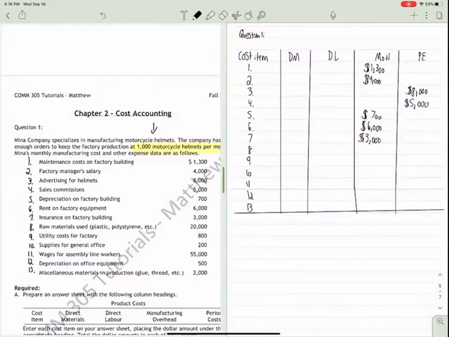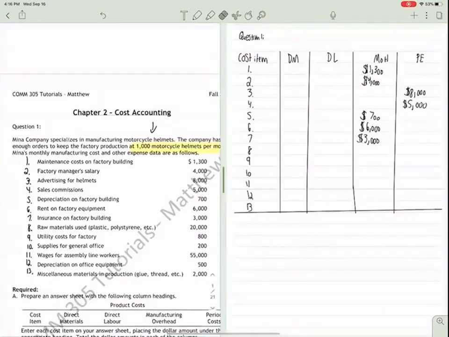Now, point 8. Raw material used. Plastic, polyester. So guys, this is where it starts to get a little bit complicated. We have to know what we're making. And I spoke about this a little bit before. We were making motorcycle helmets. So guys, plastic and polyester, right? We agree that first off, that's a product cost, right? Plastic is not a selling expense.